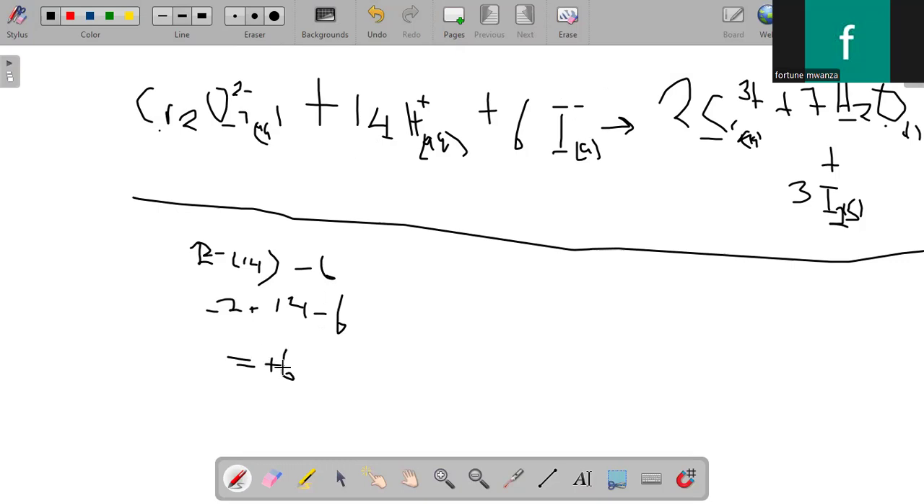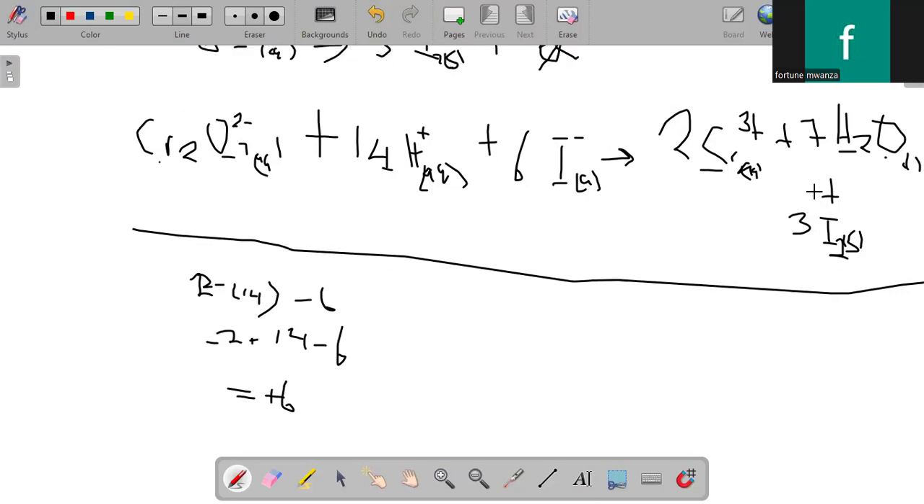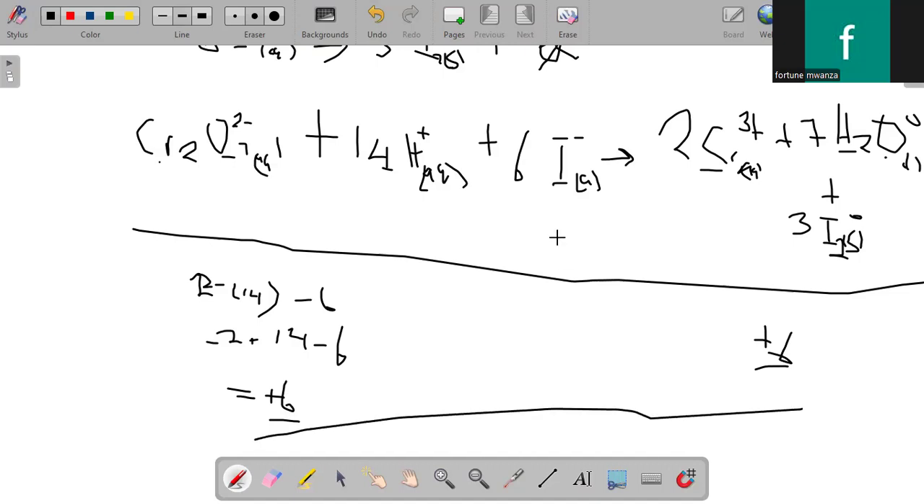Then on the other side, I have 2 times 3, so I'm also getting positive 6. So even the overall charges are balanced. These neutral molecules have 0 overall charge, so this is 0 and this is 0. I only have positive 6 on the product. So my entire equation is balanced like that. That's how you check if you've done the right thing or not.